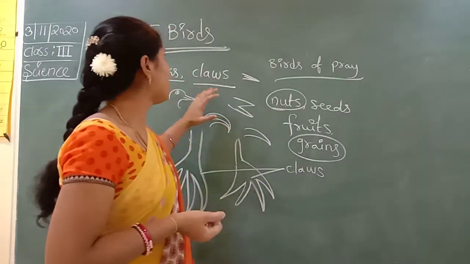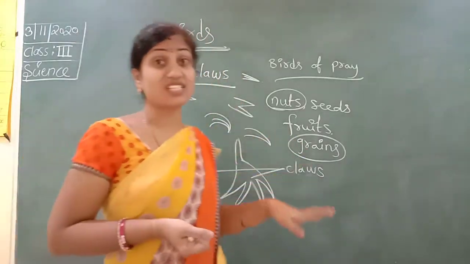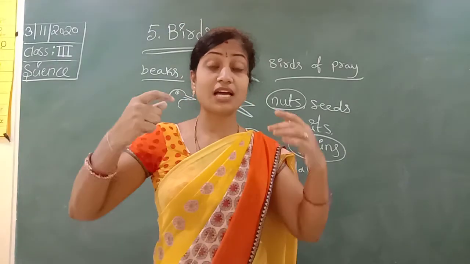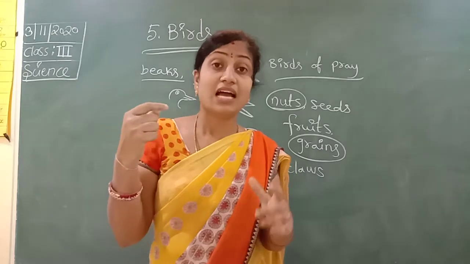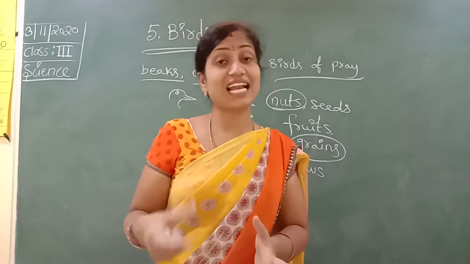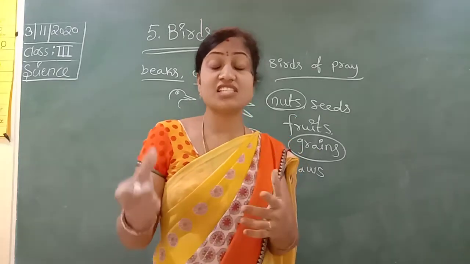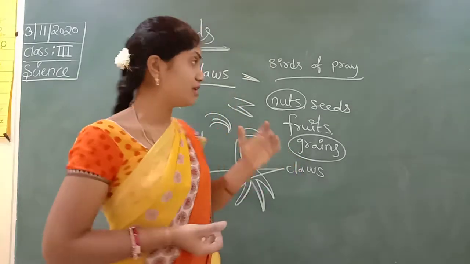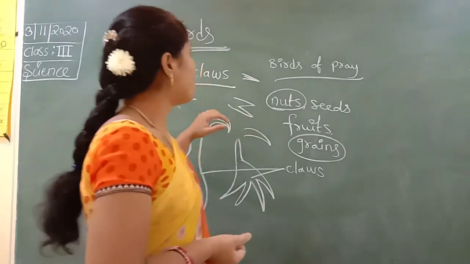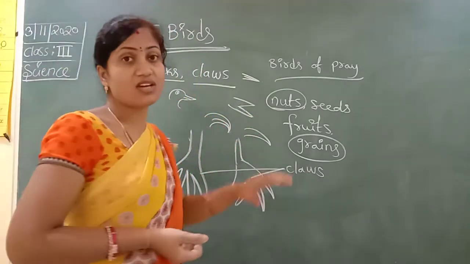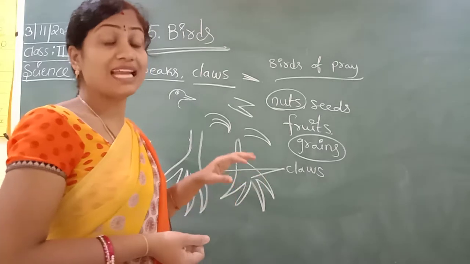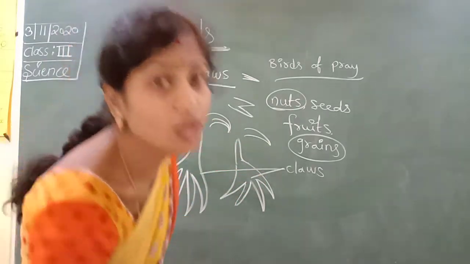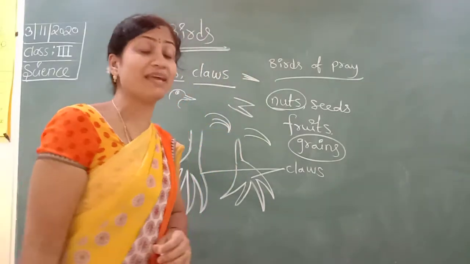So different beaks and different claws also exist. The shape of the bird and the arrangement of the beaks and claws are arranged according to which type of food they eat. So different kinds of beaks are there, and birds have different types of beaks and claws. Now we are observing different types of beaks.